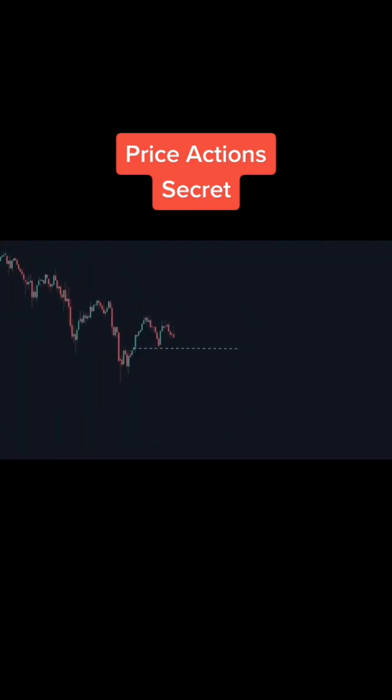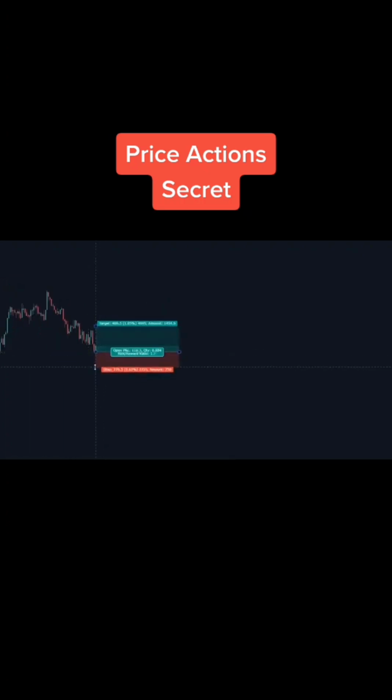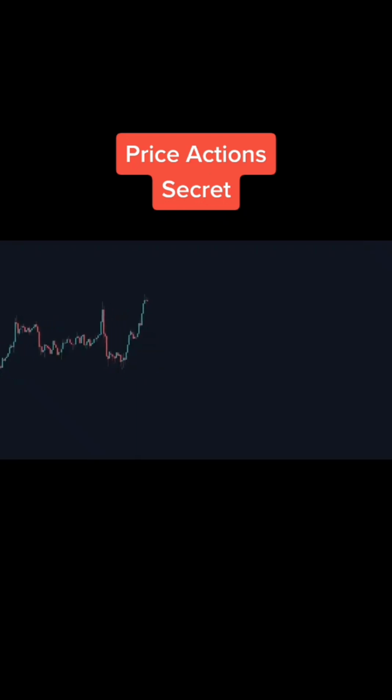This is the exact reason why price action is such a powerful tool to understand, because it can help you make decisions in real time. No delay, no lag, pure in the moment trading.